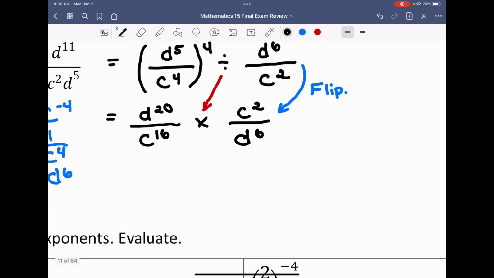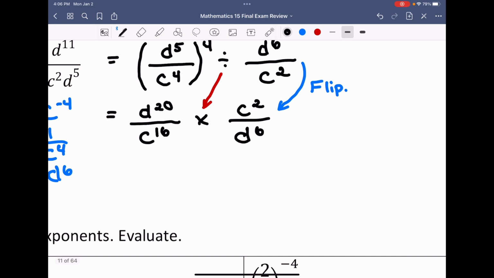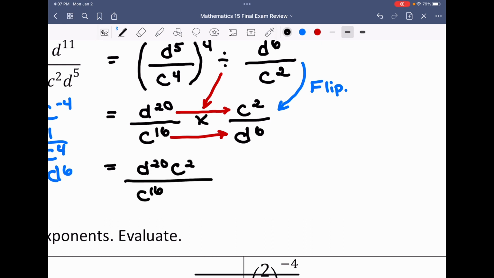Okay, now we're going to continue with this. Remember, when we multiply, we can multiply numerator to numerator, denominator to denominator. So if I wanted to use arrows to represent that, I could go directly across. And so my next line is going to be equal to D20, C2 over C16 times D20, or D6, my bad. This is going to be equal to, now we're going to use quotient rule on both of these.